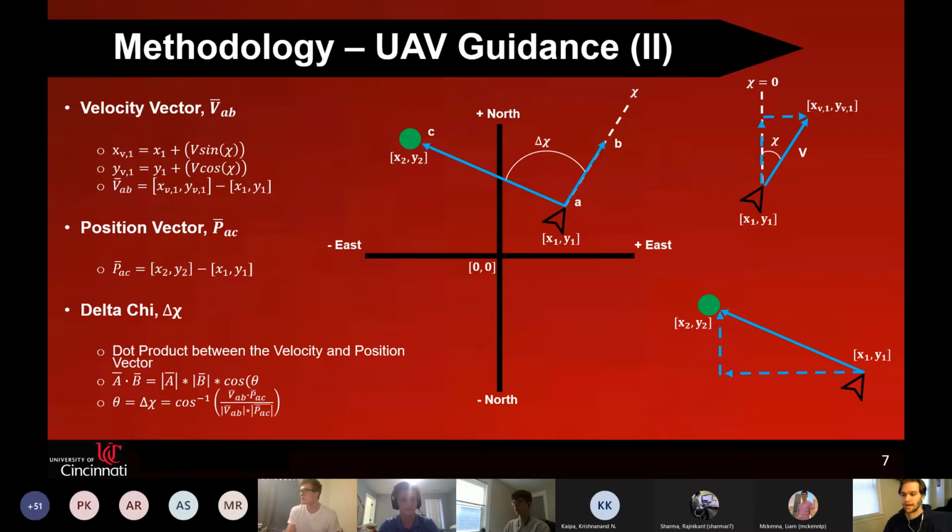Once you get that delta chi, which is not your course heading, you need to take that delta chi and either subtract it or add it to your course heading. As you can see here, this is your course heading. To get to this waypoint, you need to subtract the delta chi. But if it was over here, you need to add it. So you need to add in some case studies there to properly allocate for your delta chi.